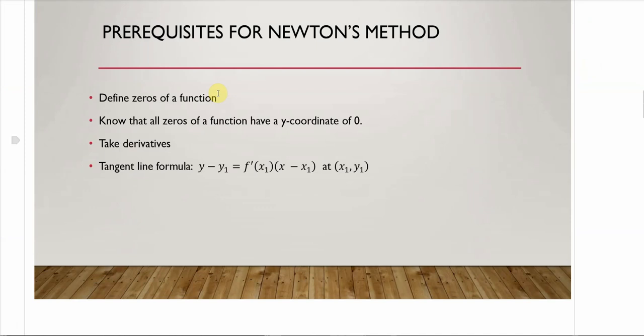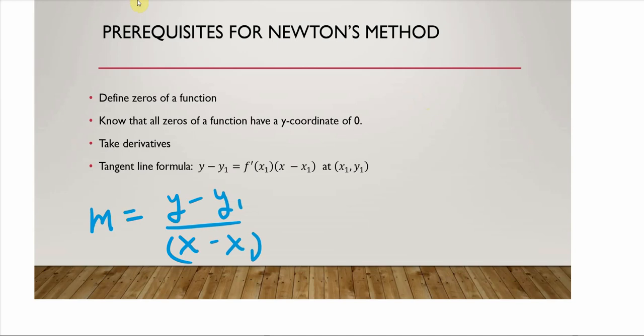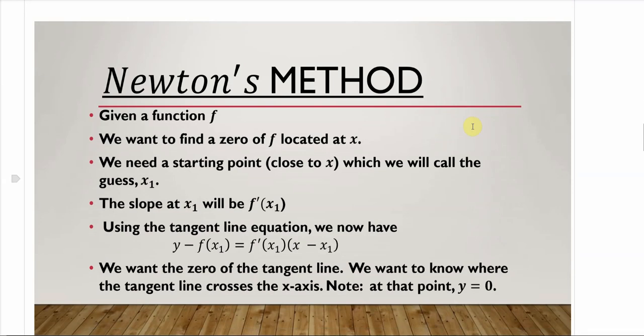Now, what are the prerequisites that you need in order to be able to do Newton's method? You have to know what a zero of the function is, which I clearly defined prior to this. Know that all zeros of a function have a y-coordinate of 0. You have to be able to take derivatives. And finally, you need the tangent line formula, which comes from the slope formula. Remember the slope formula? m equals y minus y sub 1 over x minus x sub 1. If I cross multiply, I end up with y minus y sub 1 equals the slope times x minus x sub 1. That is very important.